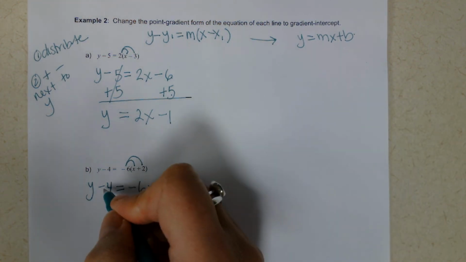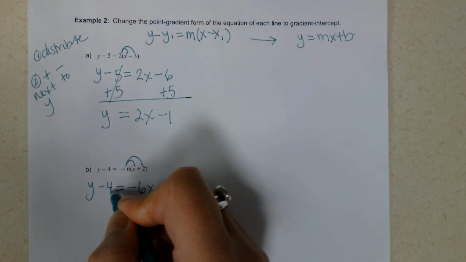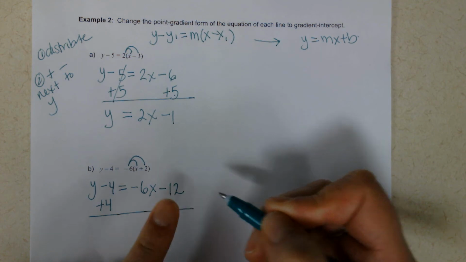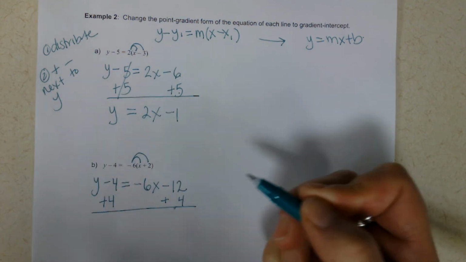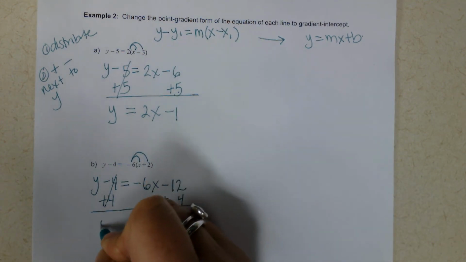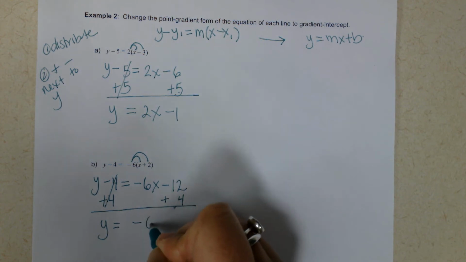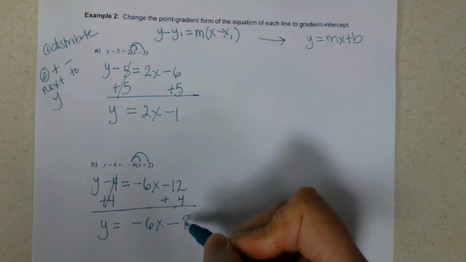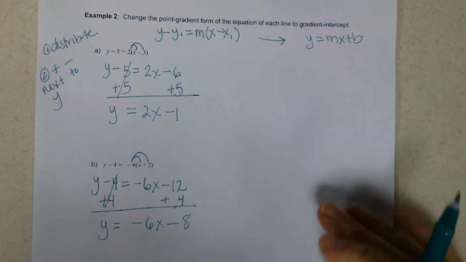Okay, so we add or subtract the term next to y. It's -4, so I'm going to do inverse +4, combine it with the like term on the other side, +4. I come out with y equals -6x minus 8. -12 plus 4 is -8.